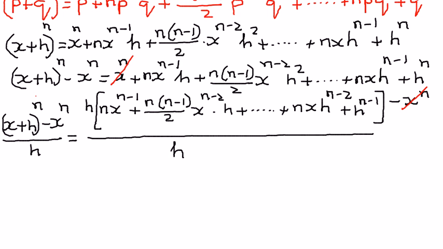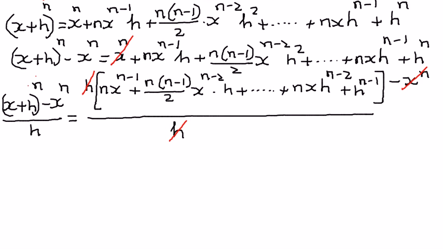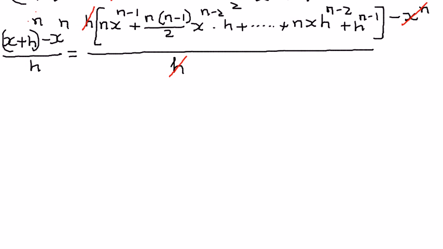We have an h there. So as we can see, the h in the numerator and the h in the denominator cancel out, and therefore now we are ready to apply the limits.